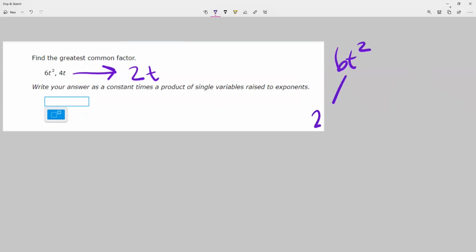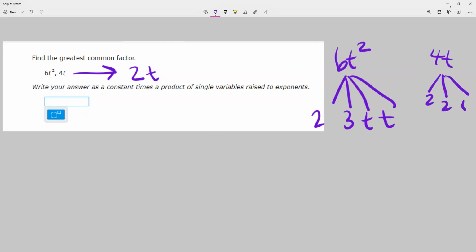So that would be 2, 3, t, t, and then 4t would be 2, 2, and t. So then if I'm looking for things in common, I have a 2 and a t, and that's all I have, 2t, right? So if you like to just be able to see it visually, this is how you would write it down if you need to show work.